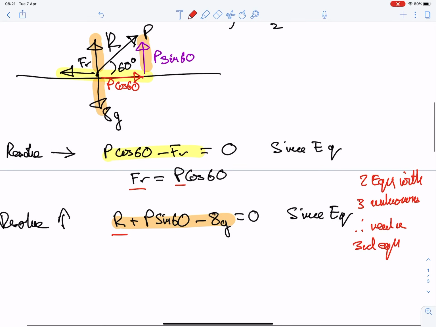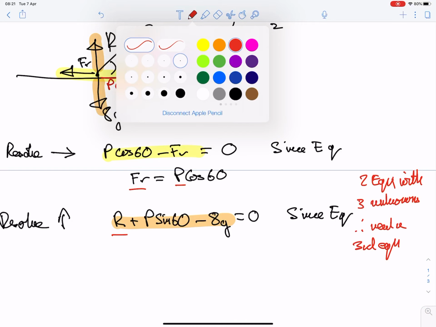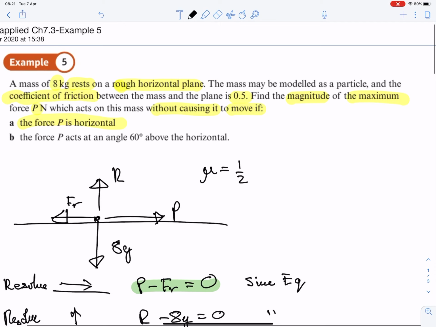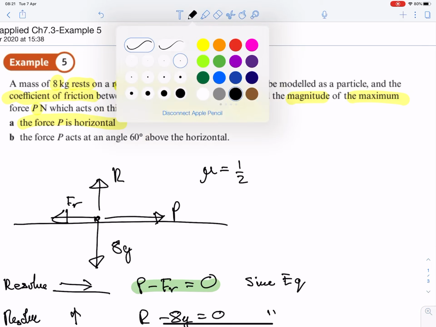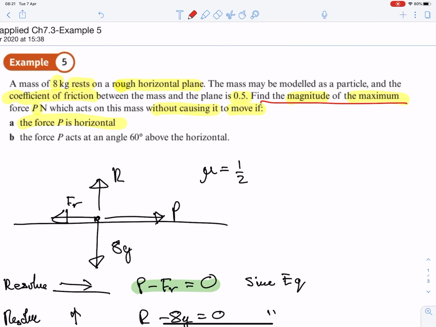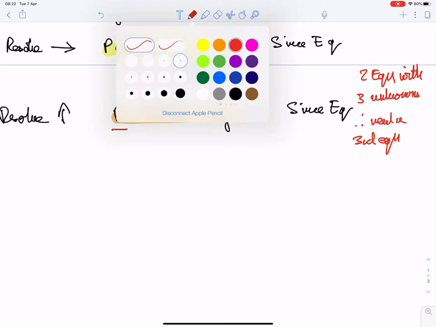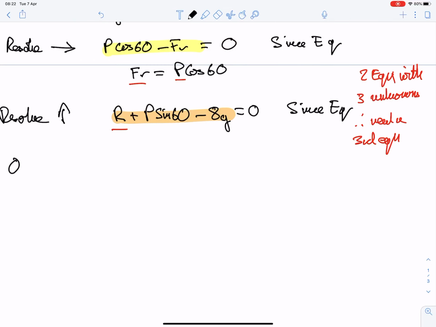Well, where's that going to come from? Well, in the question, as we go back and have a look, what are we told? We're told it's from the magnitude of the maximum value of P. Find the magnitude of the maximum force P without causing it to move. So just like last time, it's still on the point of slipping.